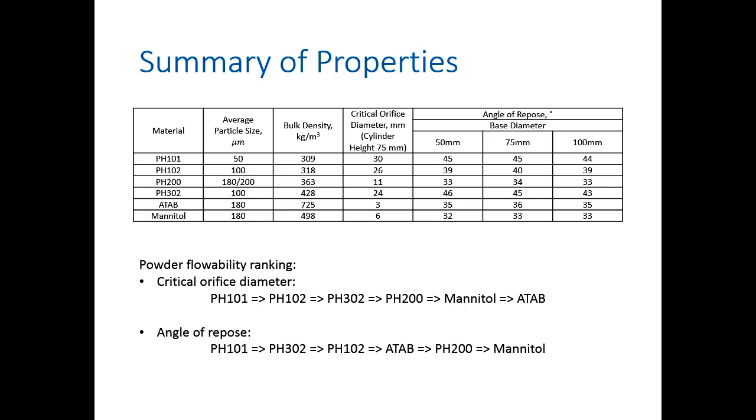The first observation is that the powder flow ranking depends on the technique that we are using to characterize the powders, and we can see some variation in the ranking obtained based on the critical orifice diameter data and the angle of repose. We can also see that for one single technique, even if we change the processing parameters such as the base diameter in the angle of repose experiment, we will see some variation in the ranking that we observe for the powder flow.